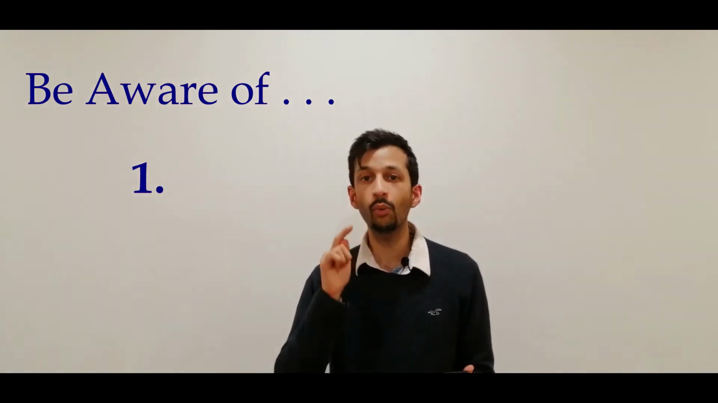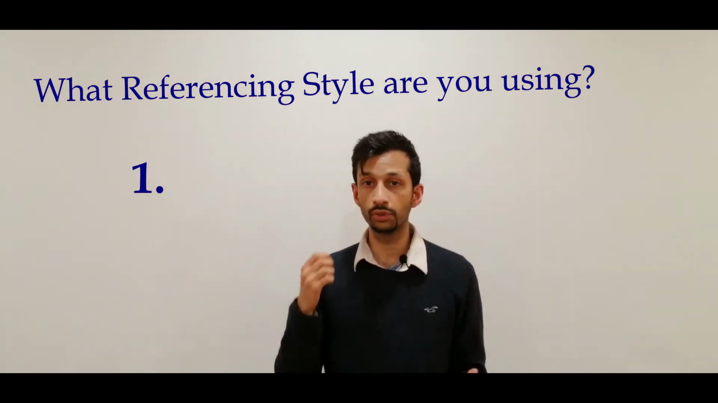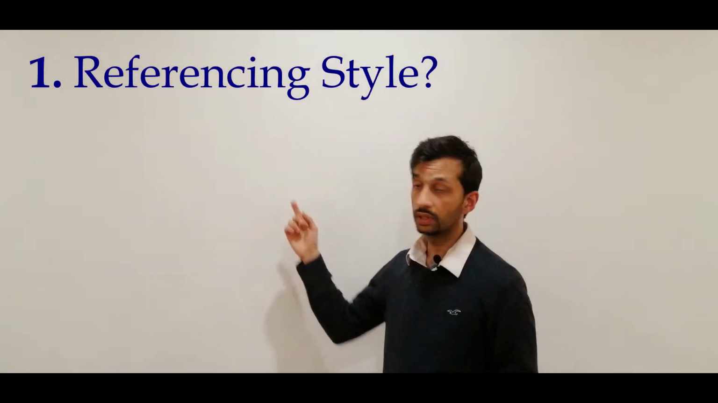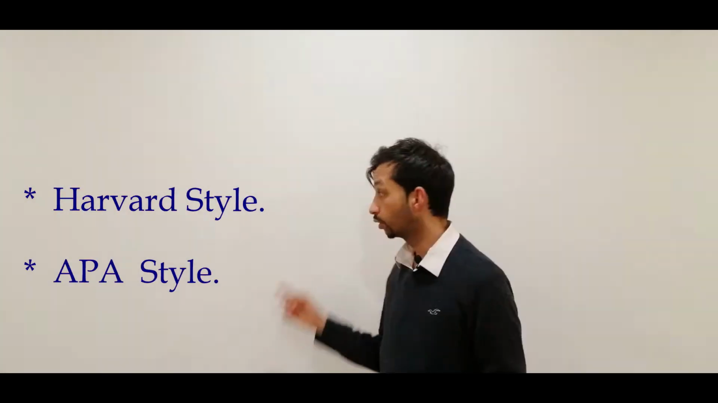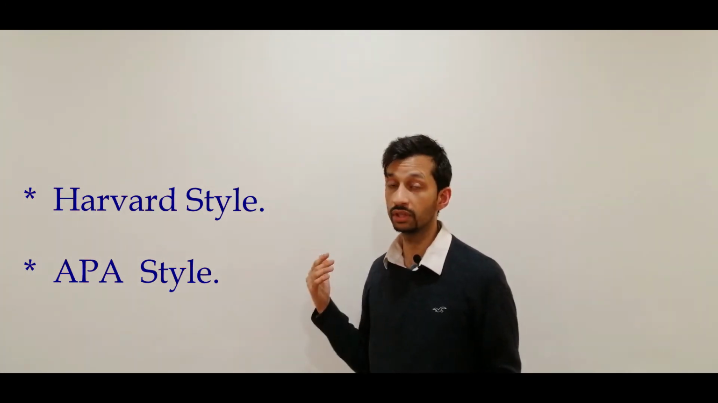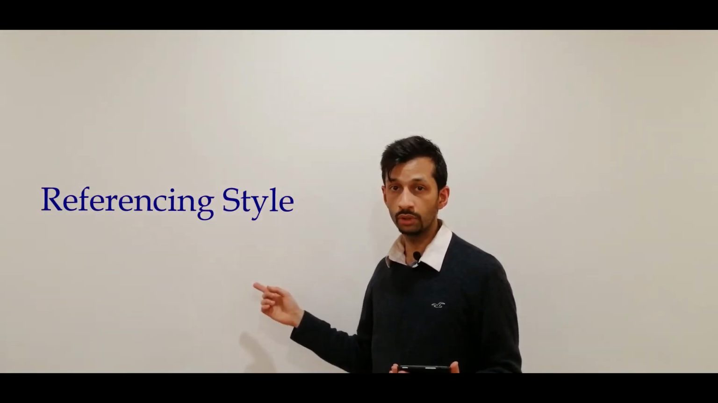Okay. What are the main points? Number one, be aware of what type of referencing style you're required to deliver. Is it Harvard? Is it APA? Those are the main academic referencing styles that are expected of students. It might be another referencing style. Whatever referencing style it is, make sure that you are aware of what style you're required to do at university, and ask your professor or your lecturer or your head of department those questions.